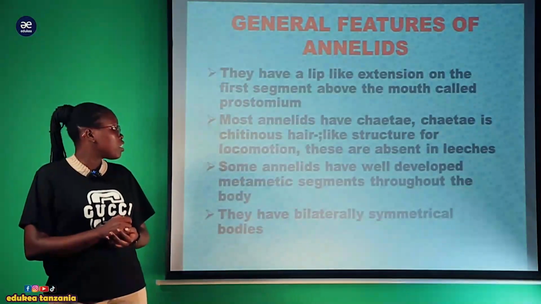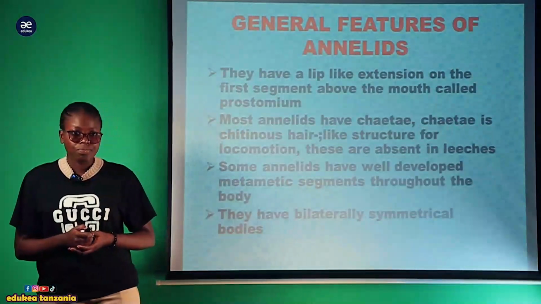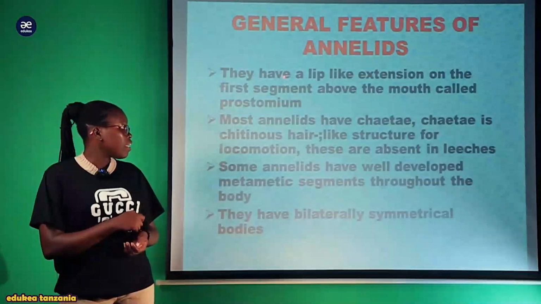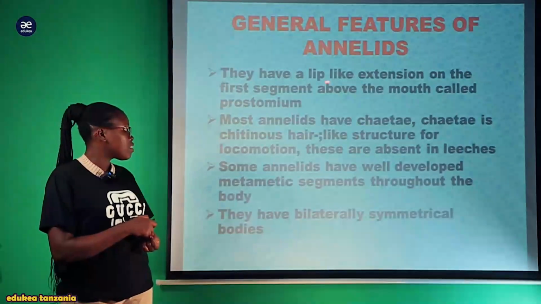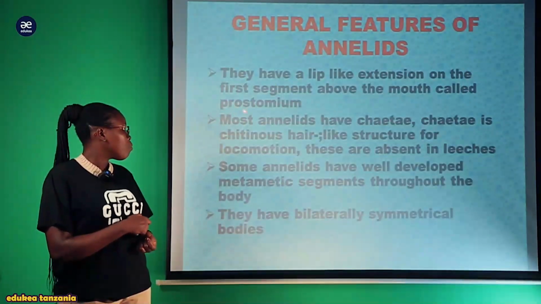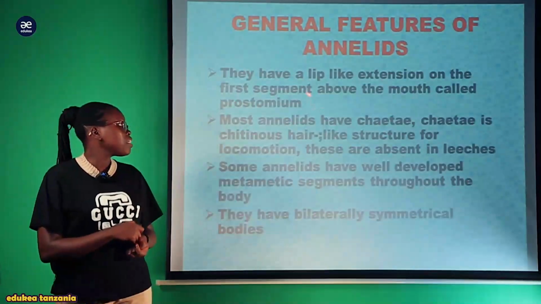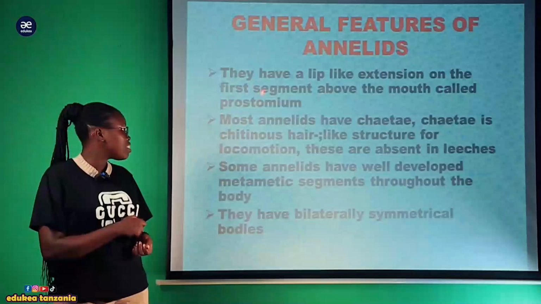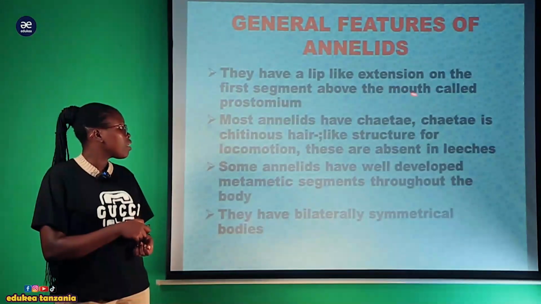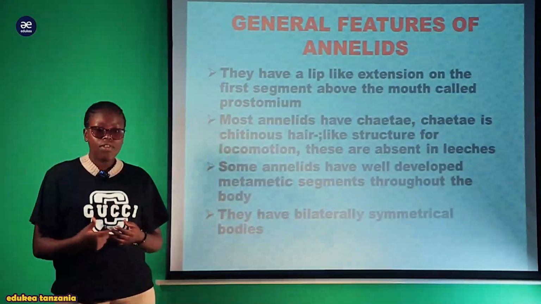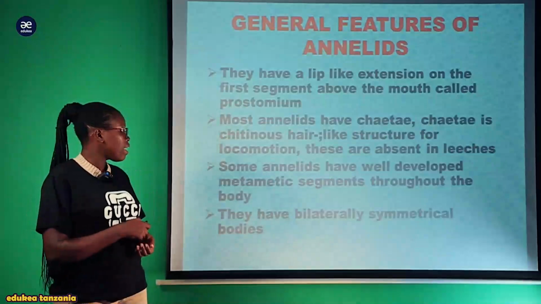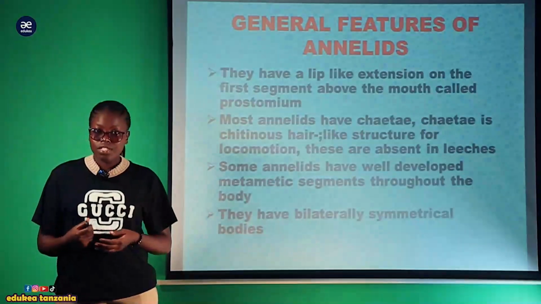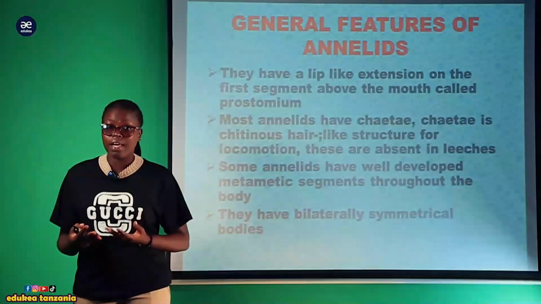Also, the general characteristics of the annelids. They have a lip-like extension on the first segment above the mouth called the prostomium. Vile most annelids wanakuwa na chaeta. The chaeta hii hapa ni structure ambayo inatumika katika locomotion.